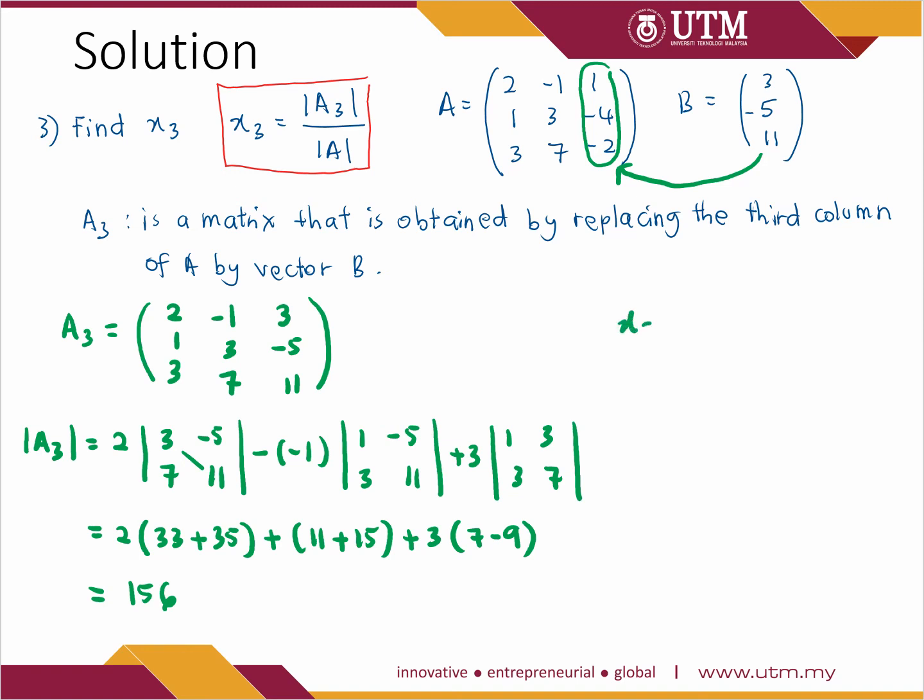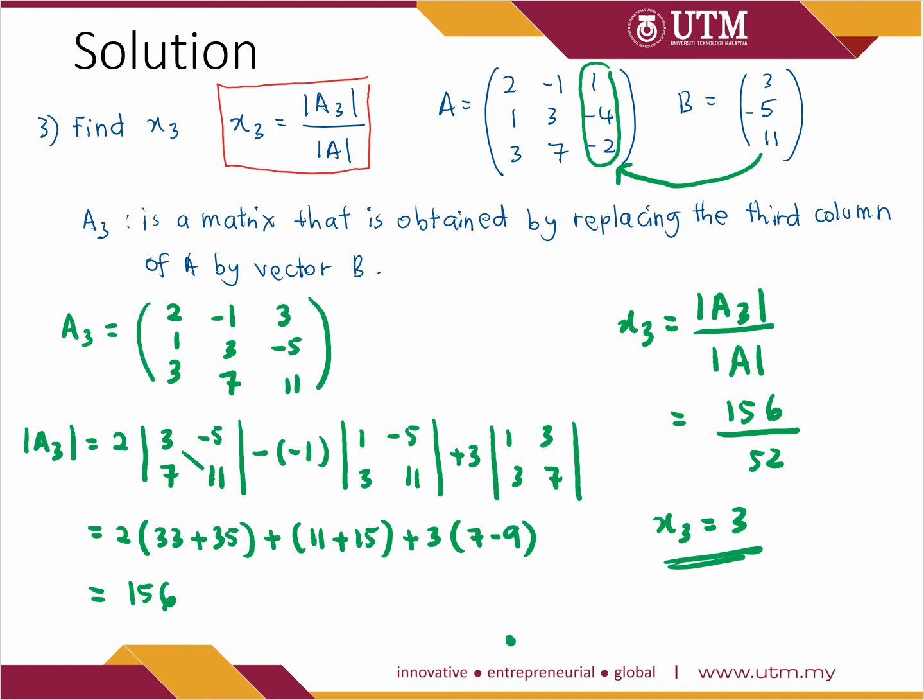So now our x3 is equal to the determinant of matrix A3 divided by the determinant of matrix A. So here we have x3, which is 156 divided by 52. So our x3 will be equal to 3. So from all the calculations, we can conclude that our value of x1 is equal to 1, x2 is equal to 2, and our x3 is equal to 3.